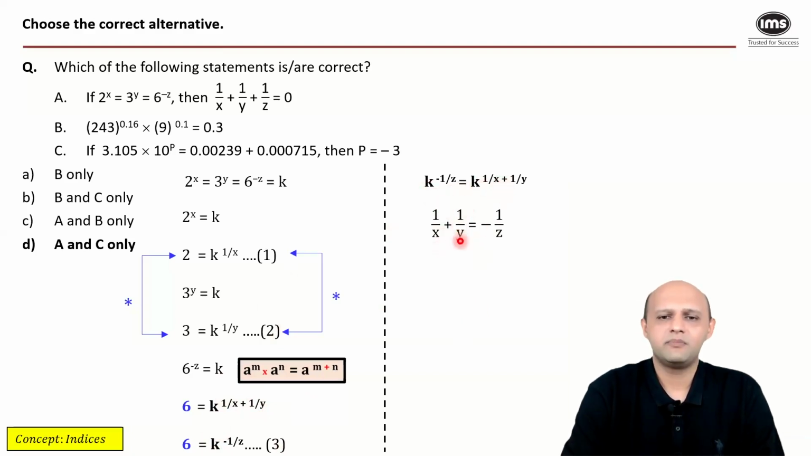So 1 by x plus 1 by y is equal to 1 by minus z. Bring this to the left side. What have you got? 1 by x plus 1 by y plus 1 by z is equal to 0. So effectively, statements A and C are true. Therefore, again, we come back to the same point, which is the answer to the question is option D.